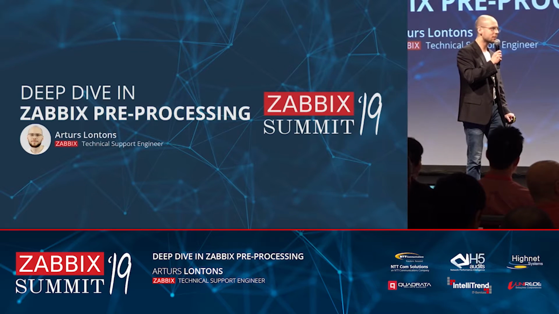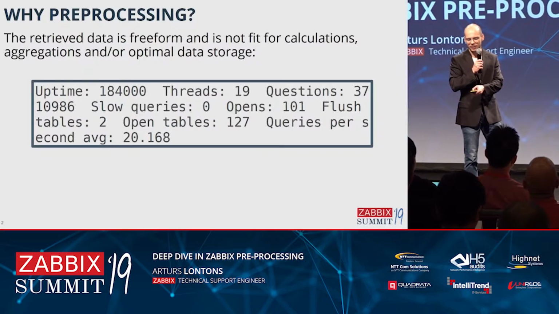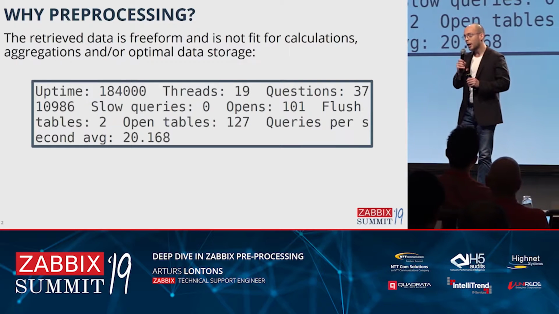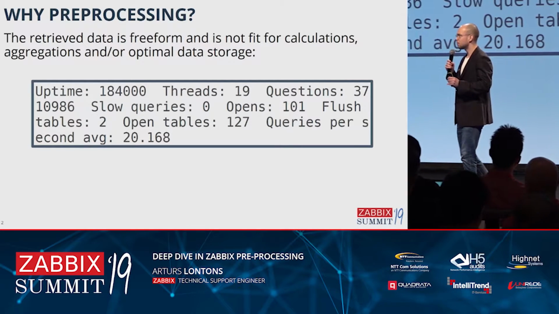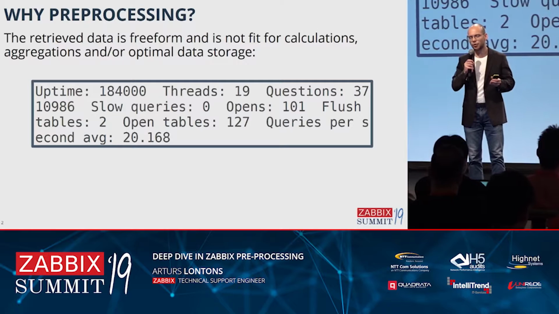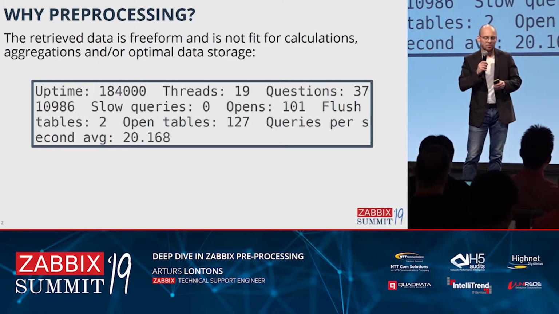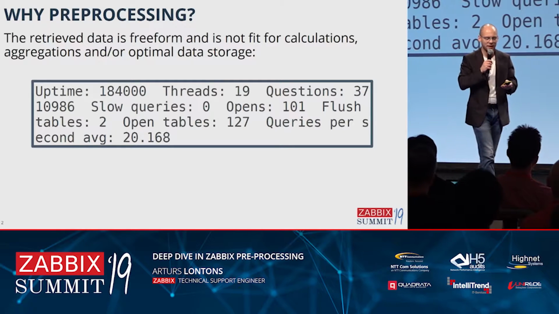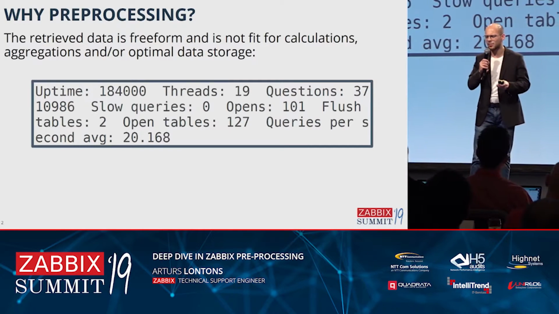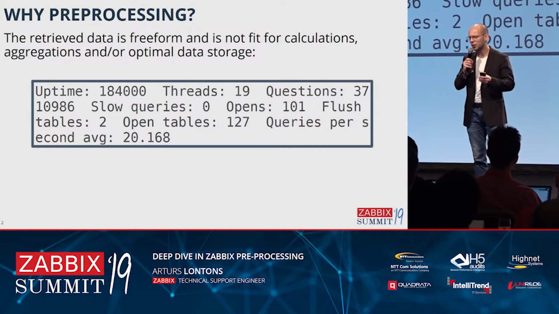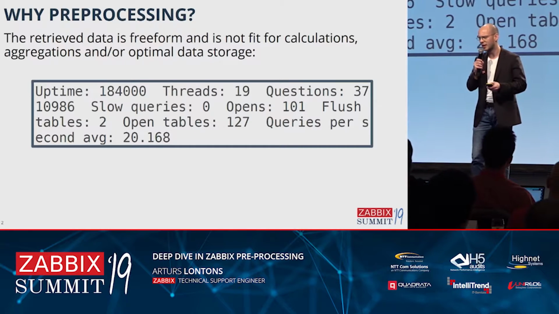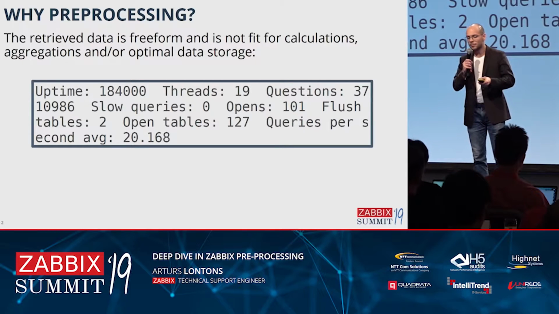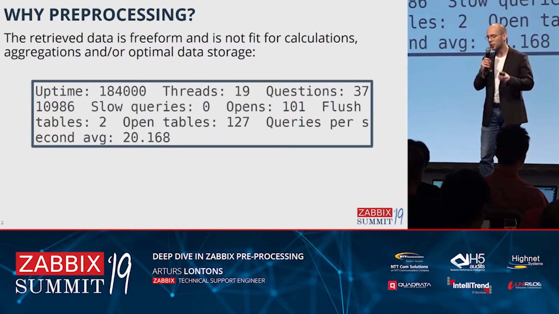Slides, pre-processing. There we go. All right, so why pre-processing? Essentially, let's say we're getting a large chunk of data and we have no way to use it. We need to pre-process it via our external scripts. Maybe we just receive a text chunk, we cannot aggregate it, cannot calculate it. We won't be storing this whole chunk in the database. So that's why we would refer to pre-processing.